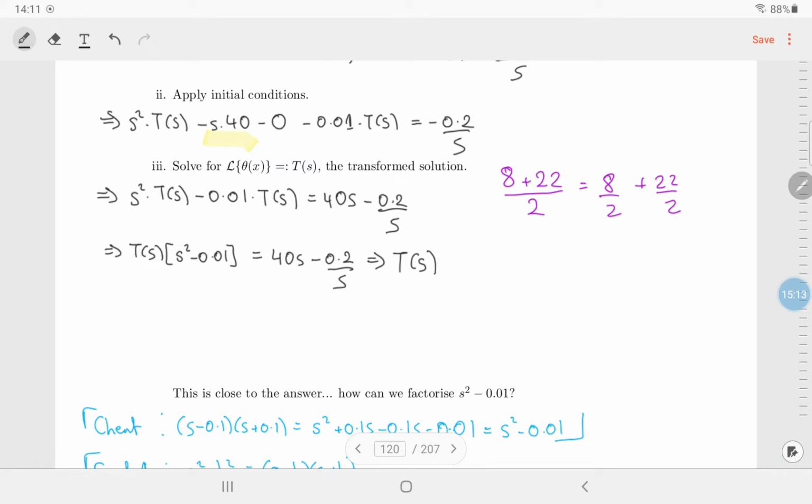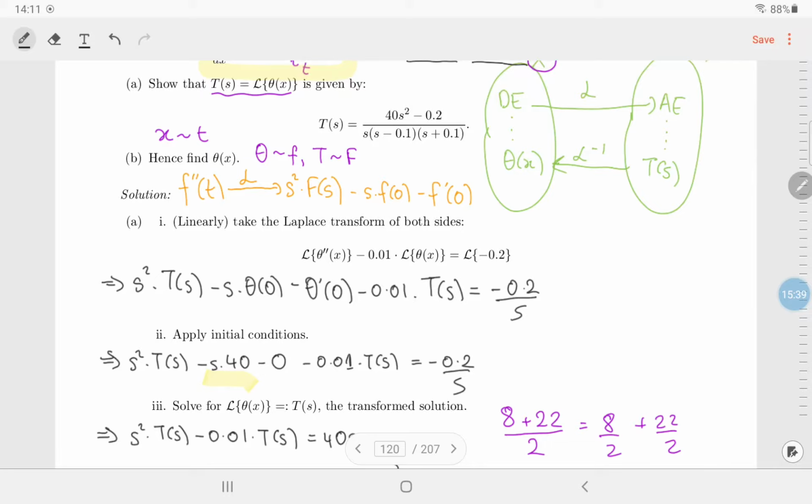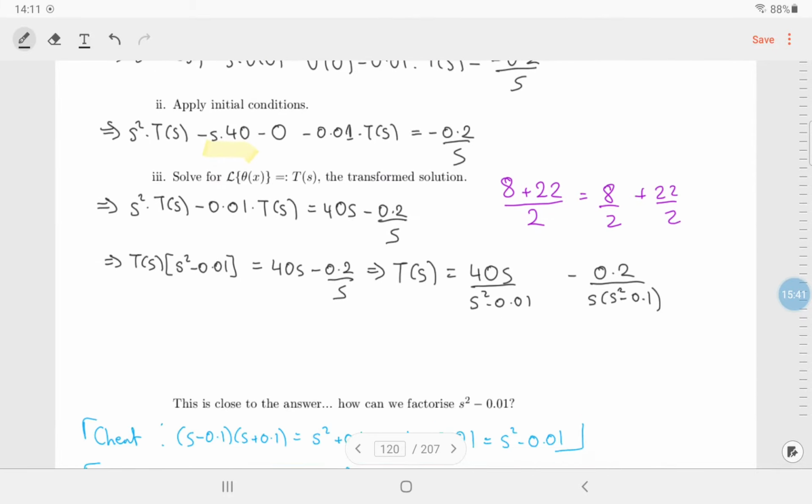So if I divide both sides by s squared minus 0.01, the multiplication by s squared minus 0.01 on the left hand side is gone. And I get 40s divided by s squared minus 0.01, minus 0.2 divided by s, and now also s squared minus 0.1. Okay, so now at this point we'll look at the solution and notice at least that it's written as a single fraction.